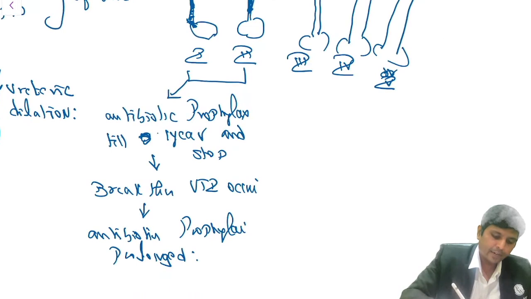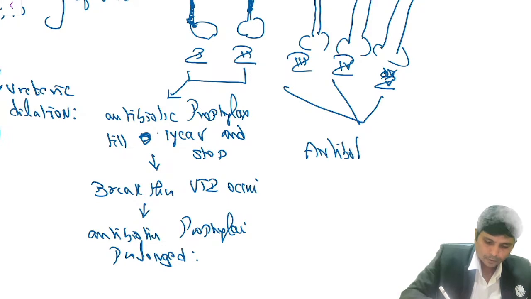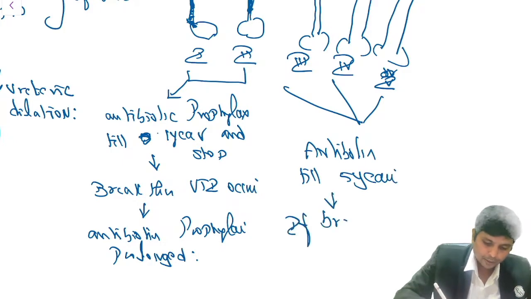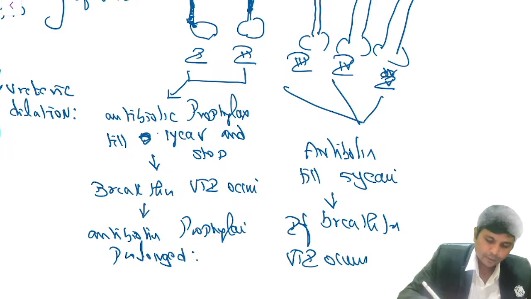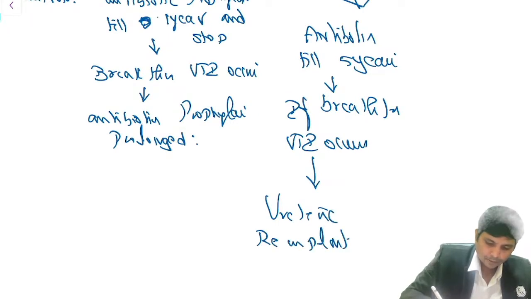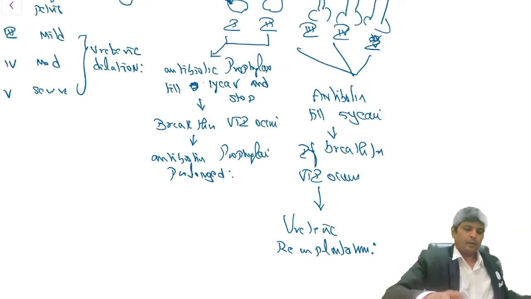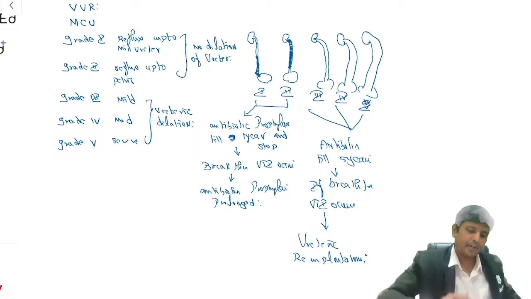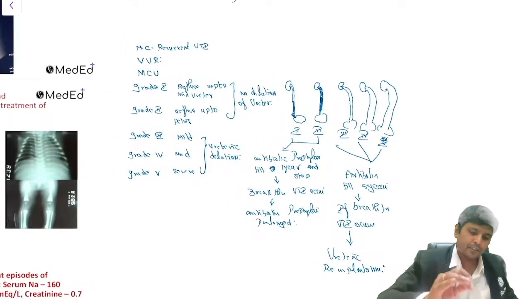Whereas in grade 3, 4 and 5, antibiotics till 5 years. If breakthrough UTI occurs, then you need to go for ureteric reimplantation. Definitely you will be having one question from this, ureteric reimplantation. So this is the treatment of vesico-ureteric reflux.